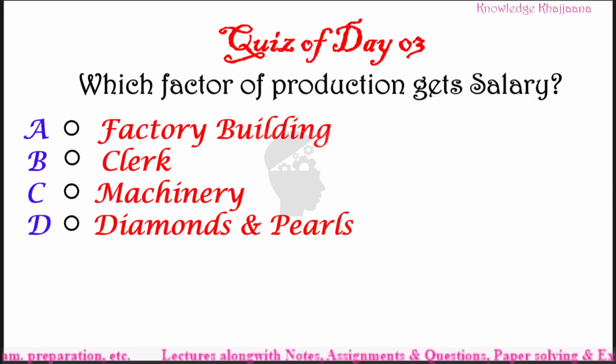Now let's move to today's quiz of day 3. Which factor of production gets salary? There are different factors of production, but which factor of production gets the salary as its reward? Option A is factory building, B clerk, C machinery, and option D is diamonds and pearls. Which is the factor of production which gets the salary? You have to give the correct answer.